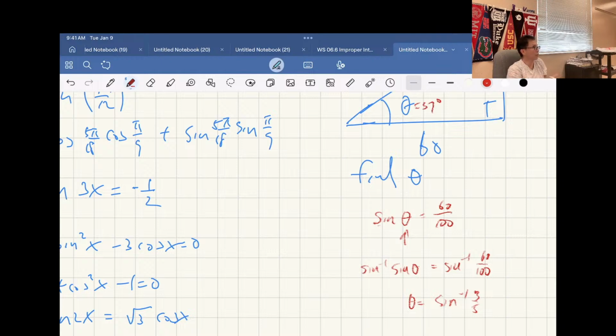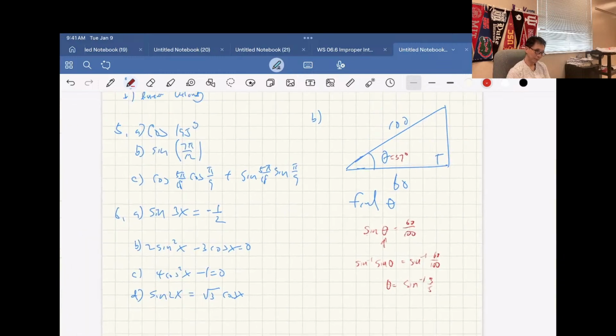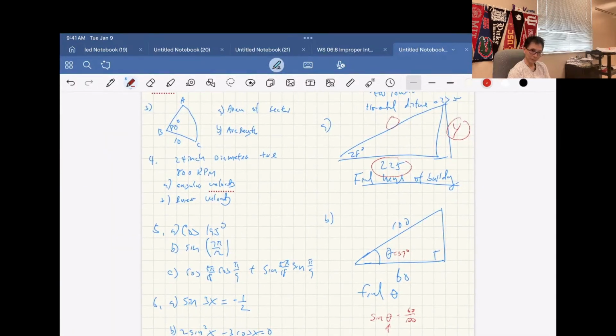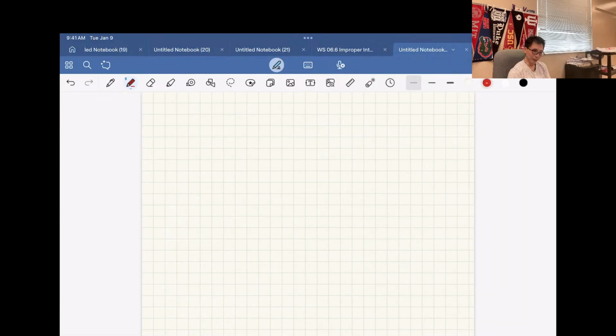Depends on which function, which side I give to you. You have to use the proper trig functions. Okay, what else do you need to know? Oh, you're not done. Wait.